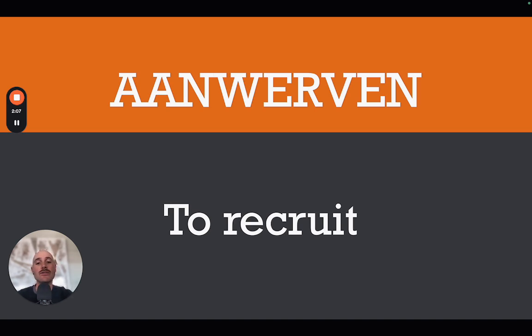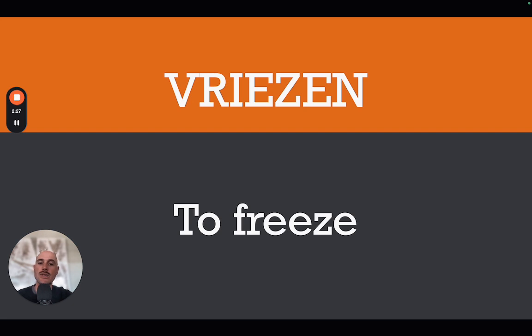Again, aanwerven is a separable verb, right? If you don't know what a separable verb is, don't worry. Click on the following link. You'll see it appear right now. I made a video about it to make your life easier. Okay? Because it gets conjugated as ik werf aan. Jij werft aan. And so on. Aanwerven is to recruit. The next one is vriezen.